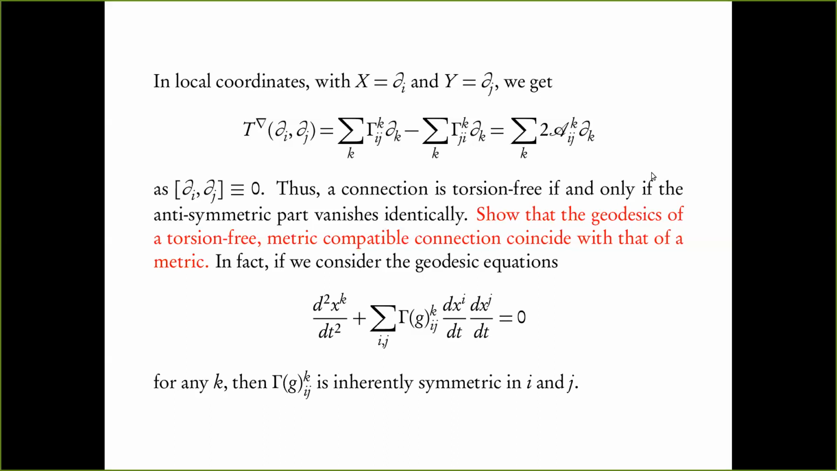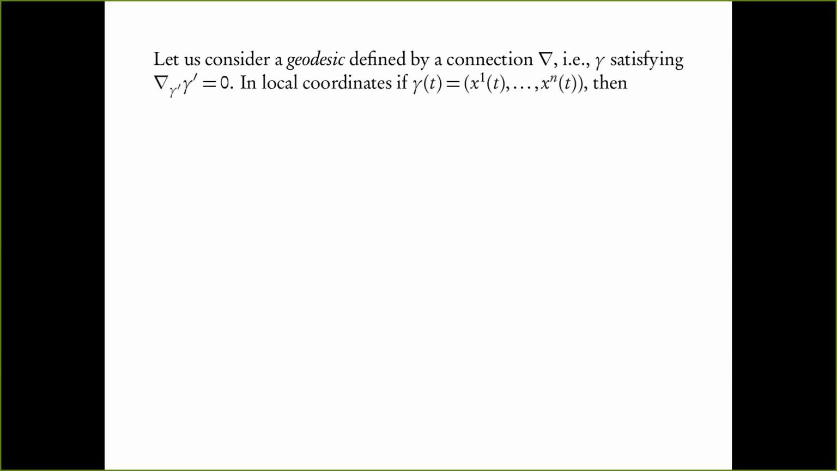Okay. All right then. So let us consider geodesics defined by a connection, and this is something I alluded to maybe a few minutes back. This is basically a curve gamma satisfying this equation, right? Okay. So let's write it down in local coordinates. So gamma looks like x1 of t up to xn of t, right? So what should this quantity be?